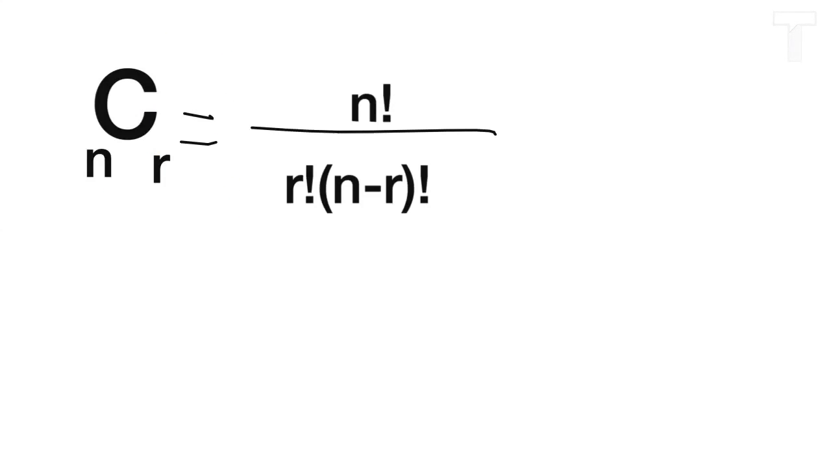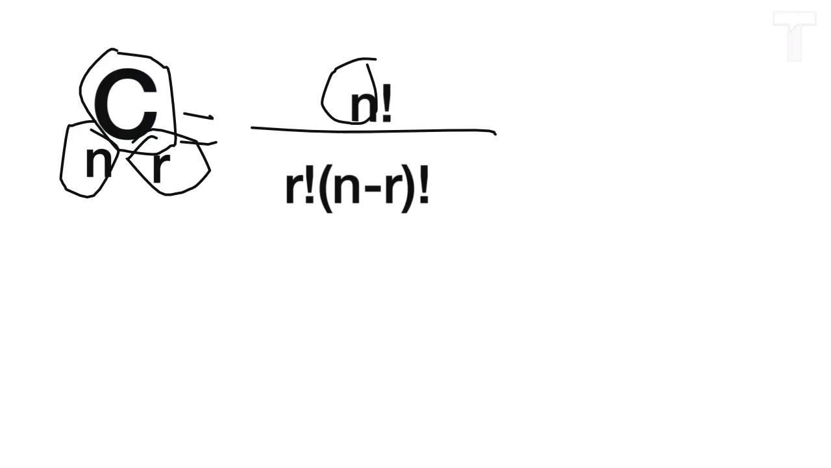So the formula for combinations is C over N and R. C over N and R is equal to N with a factorial, and a factorial is just an exclamation point, over R with a factorial, and in parentheses is N minus R, which also has a factorial on the outside of the parentheses.